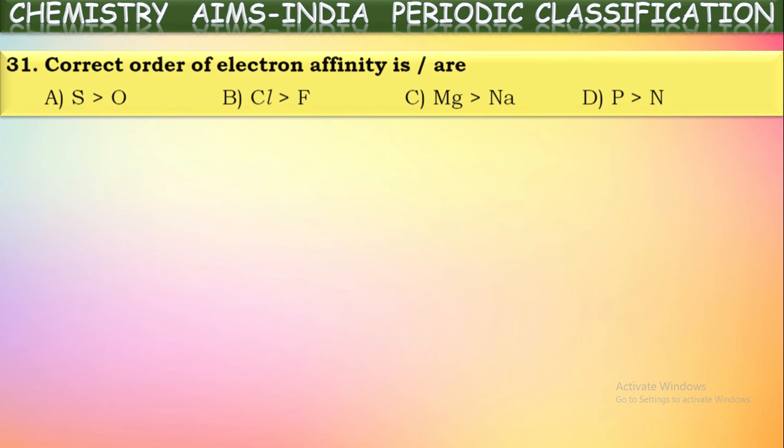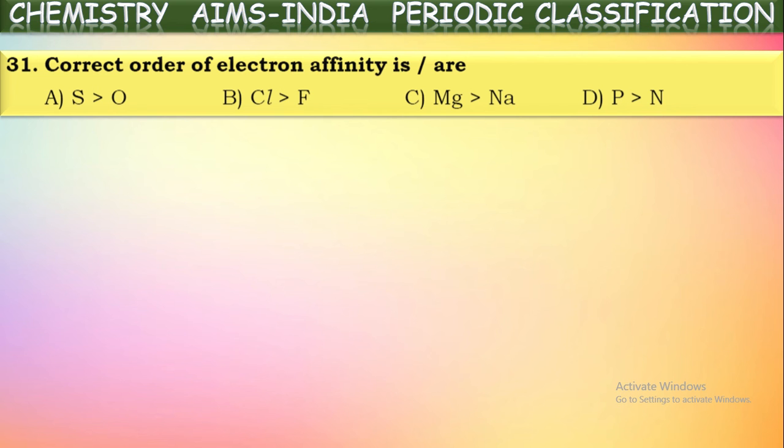Next one, the correct order of electron affinity. Electron affinity means the amount of energy released by an atom while gaining an electron. Generally, this will be greater for small sized atoms. Now you can say in a period, left to right, electron affinity increases. In a group, from top to bottom, it decreases generally.